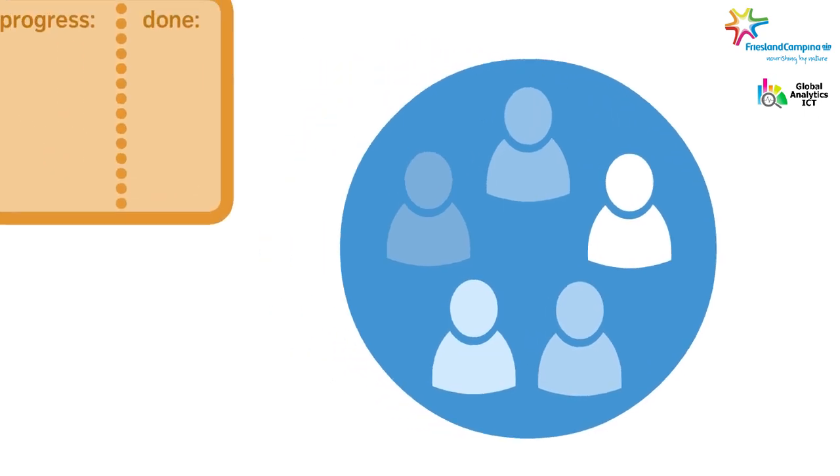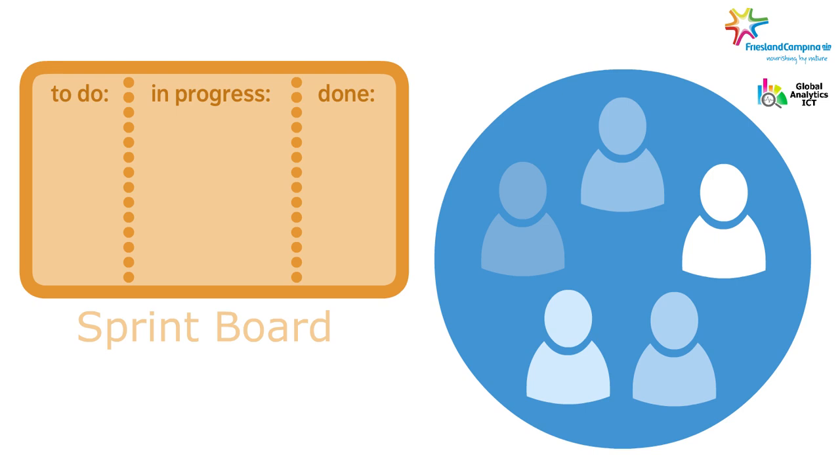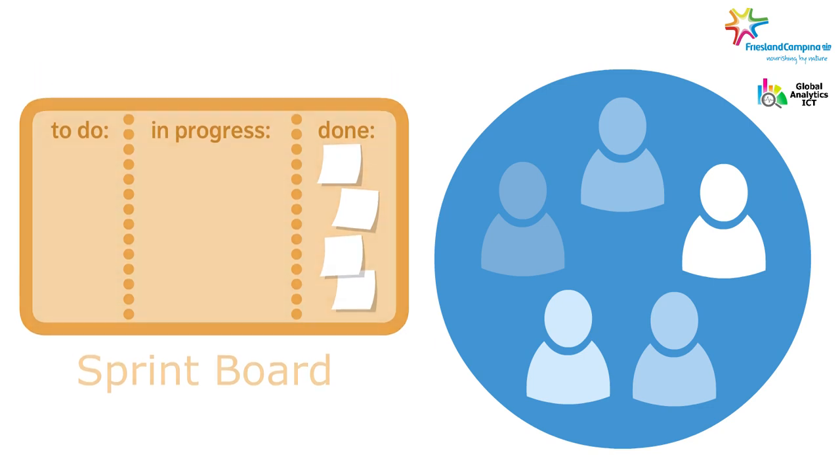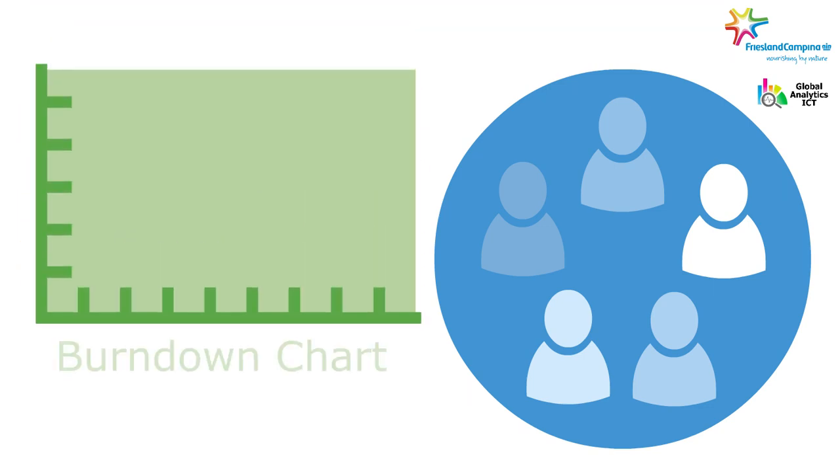The sprint board shows the active status of tasks. Tasks start in the to-do column. As they are picked up by the team, they move to in progress. When they are complete, they are moved to done. The remaining work in the sprint is visualized in a burn-down chart.